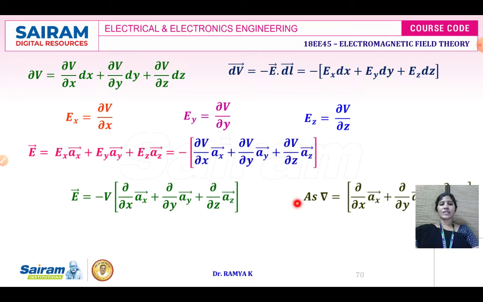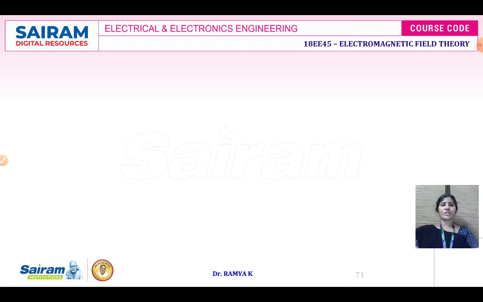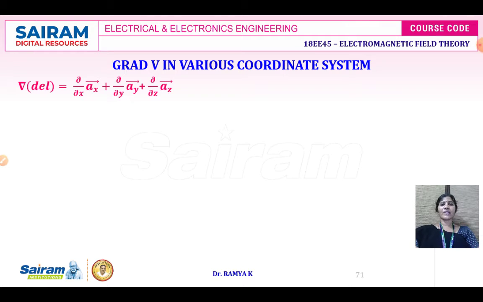As del, we know that the gradient operator is nothing but dou by dou x into Ax plus dou by dou y into Ay plus dou by dou z into Az. Therefore, we will get the electric field intensity E vector is equal to minus gradient of V. E is the electric field intensity and V is the electric scalar potential. So this proves that the electric field intensity is equal to the negative gradient of the electric scalar potential. Now we can write grad V in various coordinate systems.